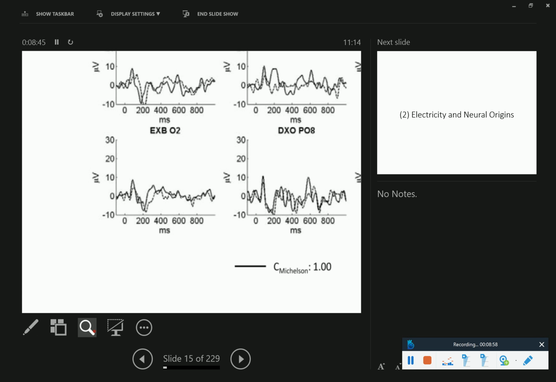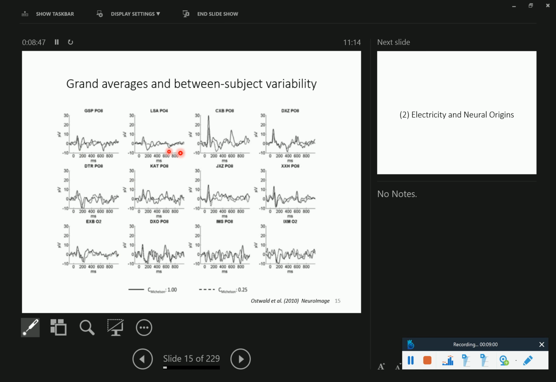Maybe I don't need to zoom here, sorry. So you see that here, in terms of the P100, you see a good peak here, you see a good peak there, a good peak there, a good peak here, a little bit here, a little bit here, a little bit here. This can have different reasons.